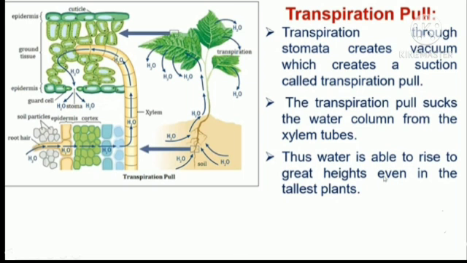Next, recalling the transpiration pull. The transpiration pull sucks the water column from the xylem tubes. Thus, water is able to rise to great heights even in the tallest plants.